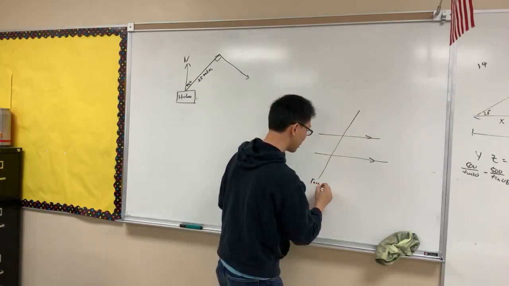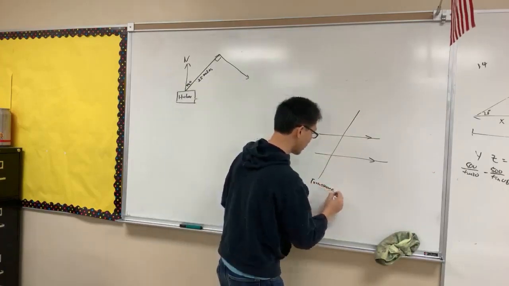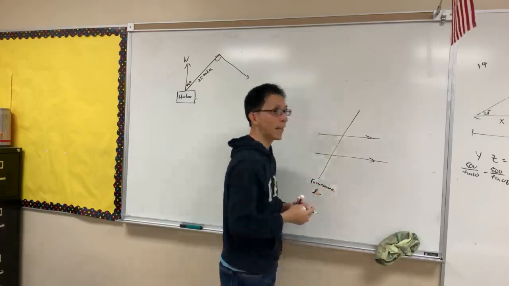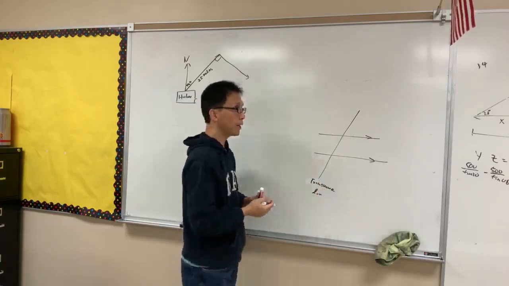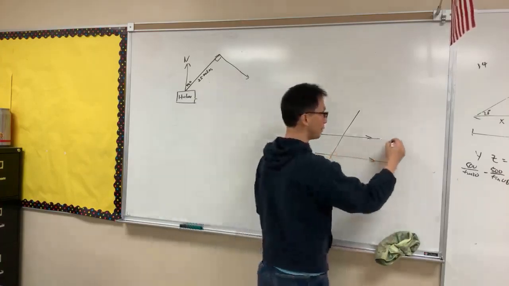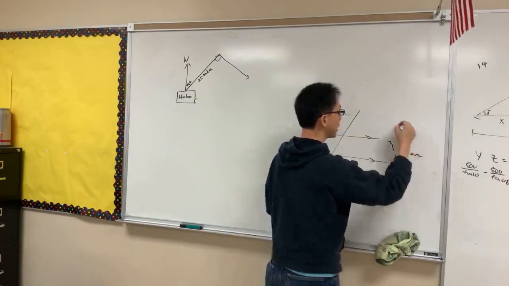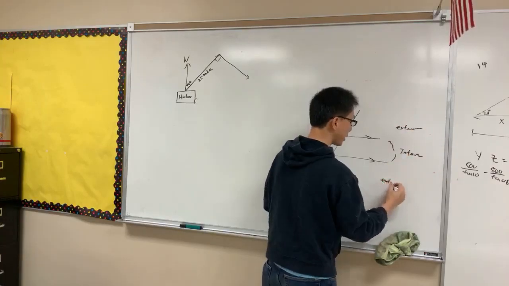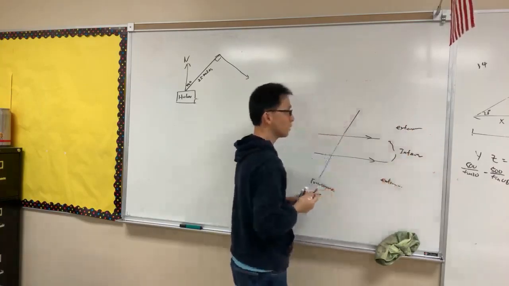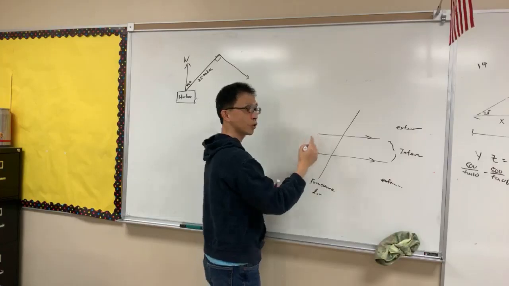Now if I draw a transversal line, this is called a transversal line. Here is called interior. Here it's called exterior. Do you guys remember this? Yeah, I remember that exact picture.